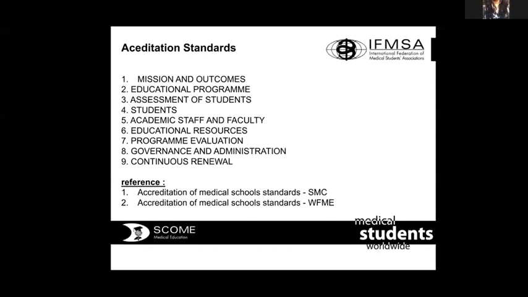The fifth domain is academic staff and faculty. Also, we have the educational resources. And the seventh domain is program evaluation and also governance and administration of the medical school. And the last domain is continuous renewal. For each one of those nine domains, there is a certain standard that your medical school has to meet in order to get your university or medical school accredited.